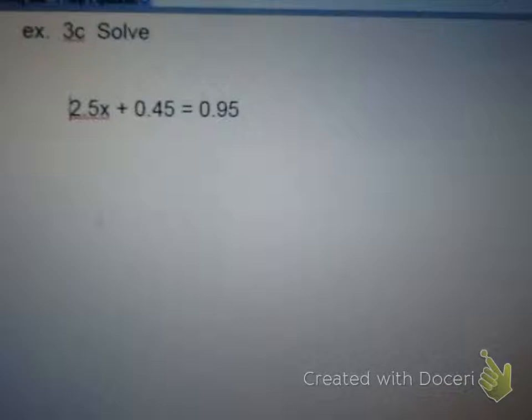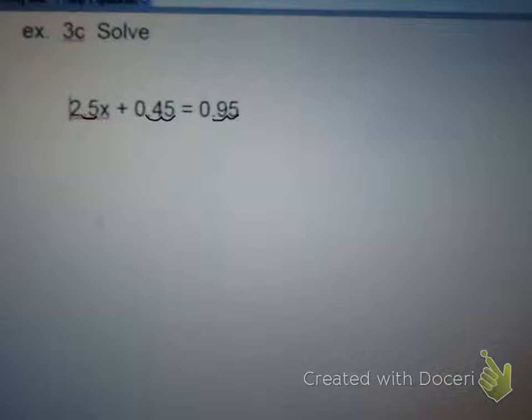Example 3c. Now this one has decimals. If we move our decimals to the end, that is the same thing as multiplying by a power of 10. If you move your decimal one place, that's the same thing as multiplying by 10. If you move it 2 places, that's the same thing as multiplying by 100. Now the very first term, I only need to move it 1 time to get it to the end. But the second term, I need to move it 2 times. And the other side of the equal sign, I need to move it 2 times. So we have to be consistent. So we are going to multiply everything. We're going to move the decimal 2 places, which is the same thing as multiplying by 100.